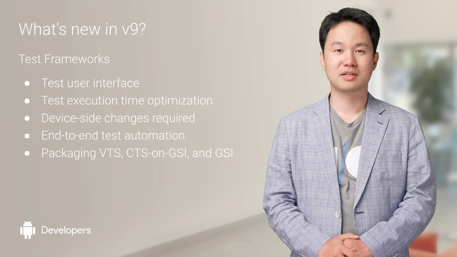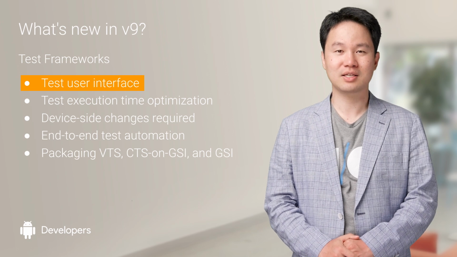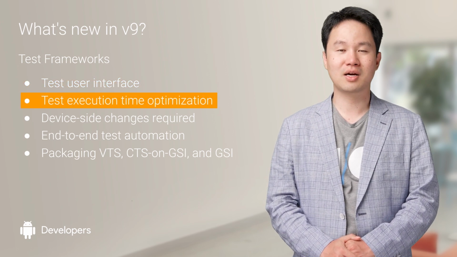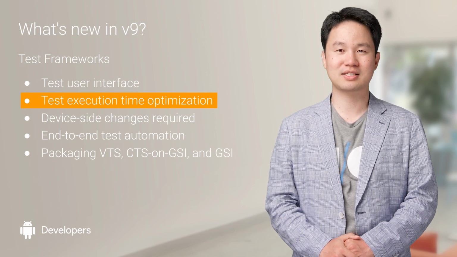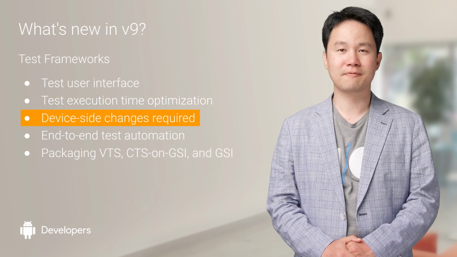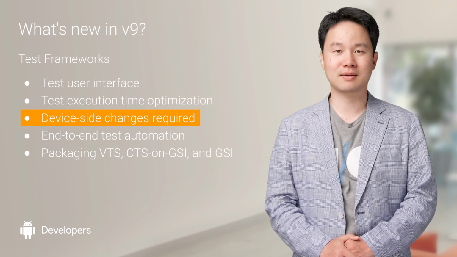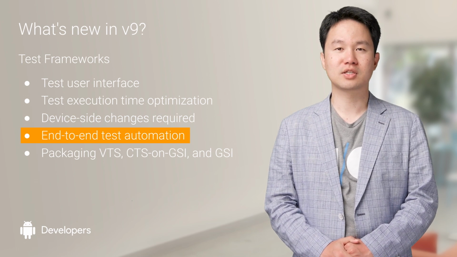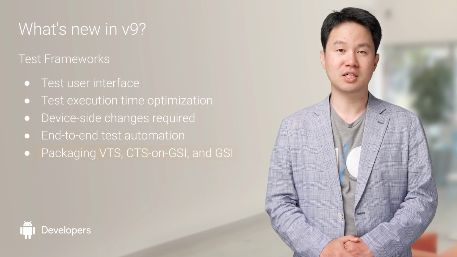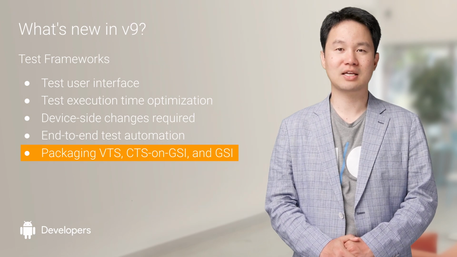Now, let's look at the major changes in VTS V9 in detail. The test framework has better test user interface such as retry, sharding, and selective test execution. Various techniques are developed to improve the VTS test execution time so that our partners can reduce the Android test engineering cost. The test framework can fully support all treble features such as SELinux, kernel features, and other ABI stability features. The test framework also has various test automation tools such as one for flashing GSI. Finally, there is a change in treble release packaging that includes VTS, CTS on GSI, and GSI.